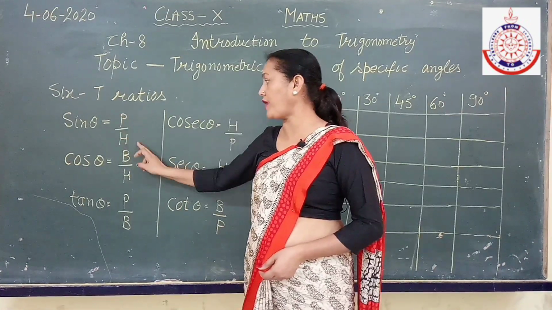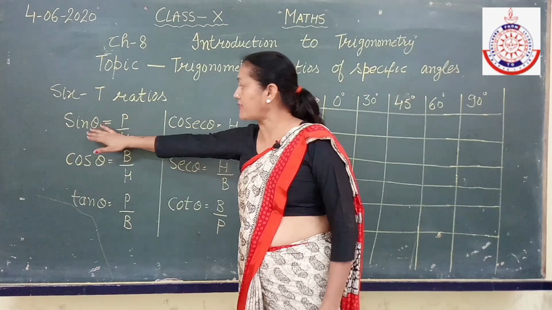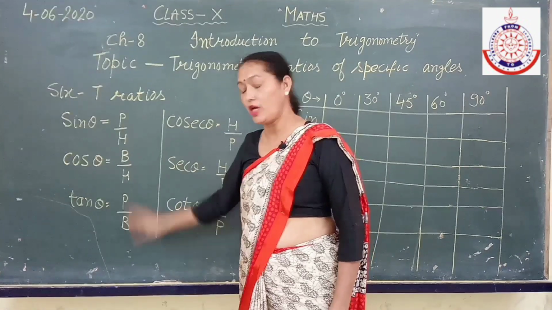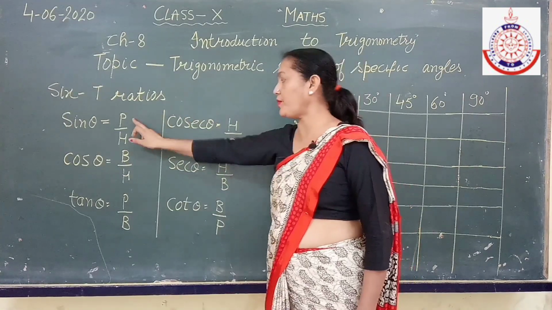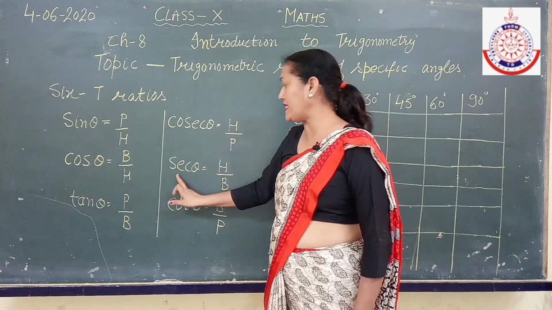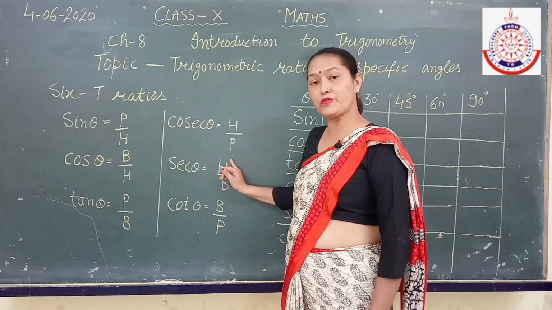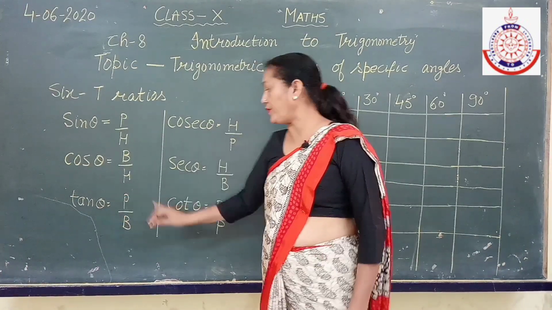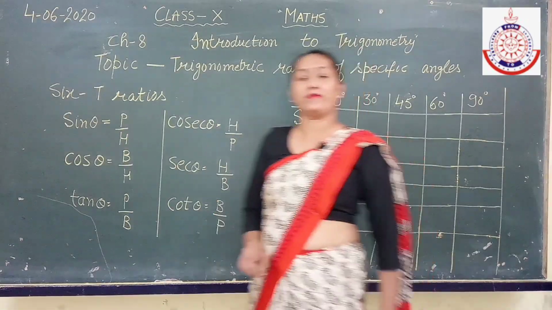Sine theta is perpendicular over hypotenuse, cos theta is base upon hypotenuse, tangent theta is sine theta upon cos theta, so it came out to be perpendicular upon base. Cosecant theta is the reciprocal of sine theta, that is P upon H, so cosecant will be H upon P, hypotenuse upon perpendicular. Secant theta is the reciprocal of cos theta, so it became H upon B, hypotenuse upon base. And cot theta is the reciprocal of tangent theta, so it is base upon perpendicular. This is general.